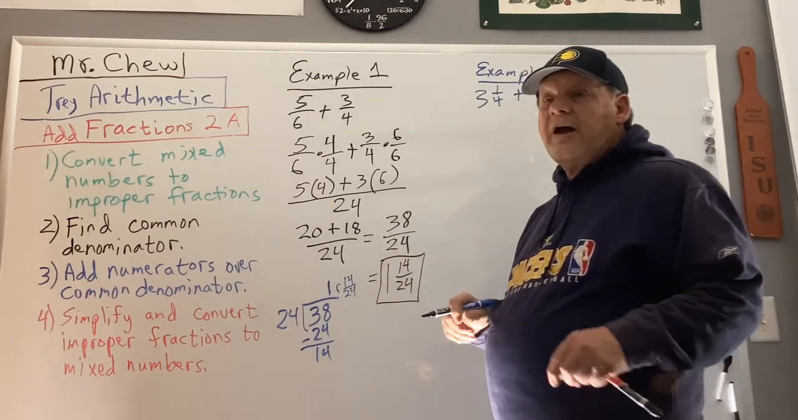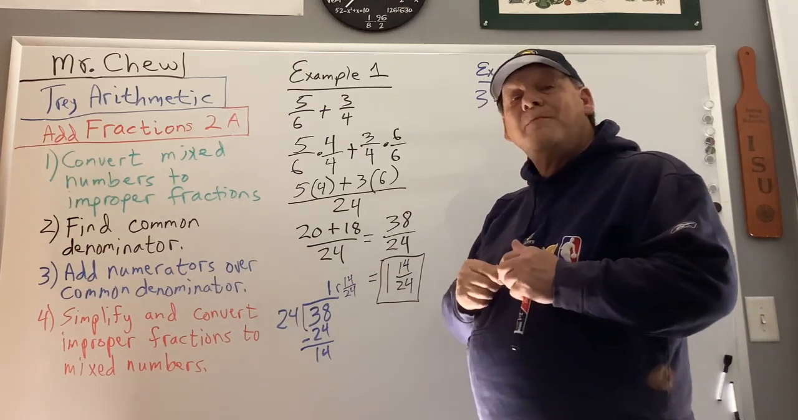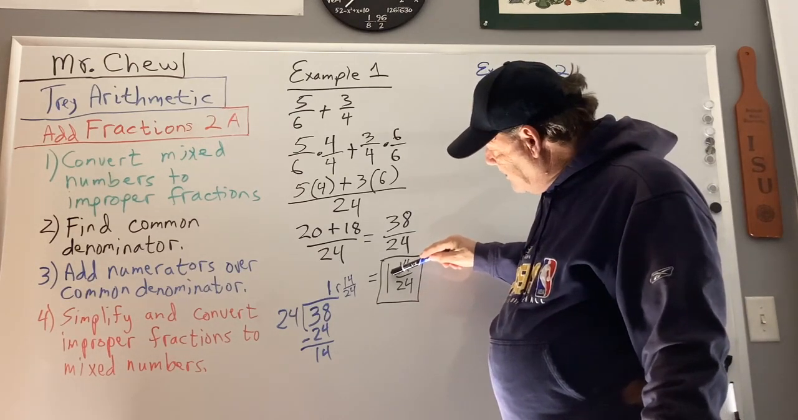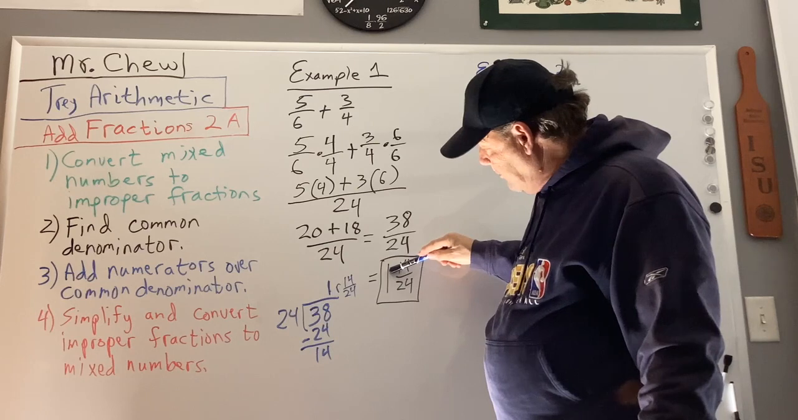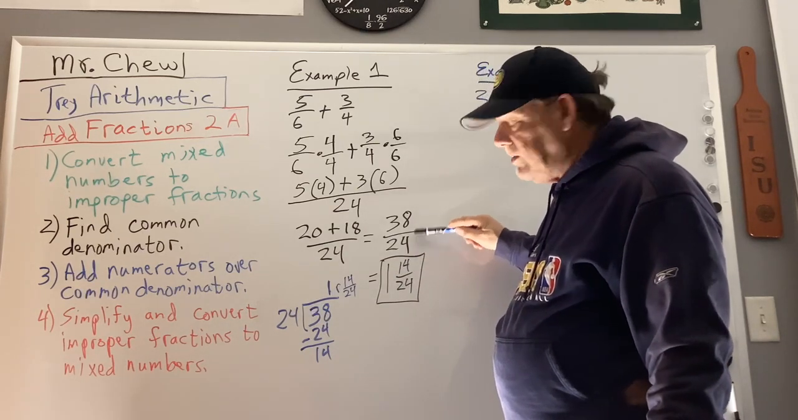Now if you want to check that, remember the way that you find what the improper fraction is for a mixed number is you take 24 times the whole number 1 plus 14, and that does equal 38/24.